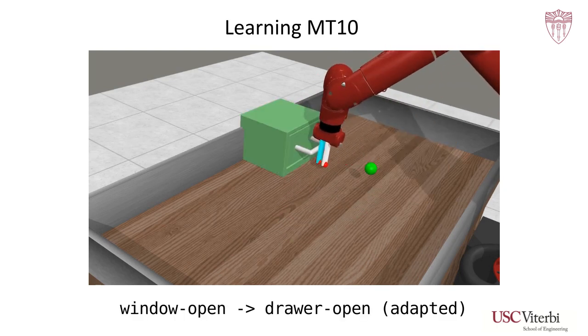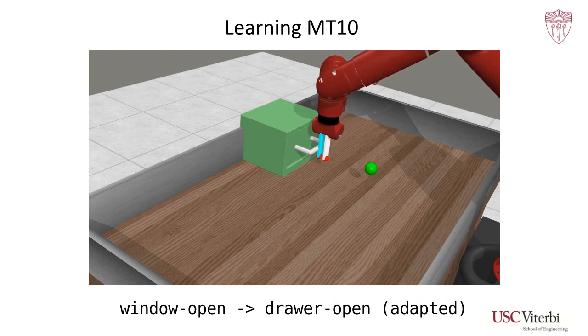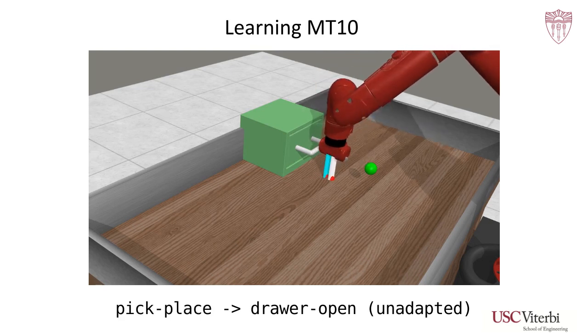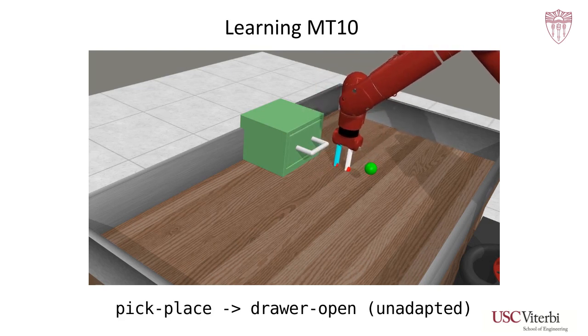In this run, attempting to learn drawer open using the window open policy became stuck in a local optima. The rejection rule detected this, and so the next best base policy, pick place, was used instead to successfully learn drawer open.